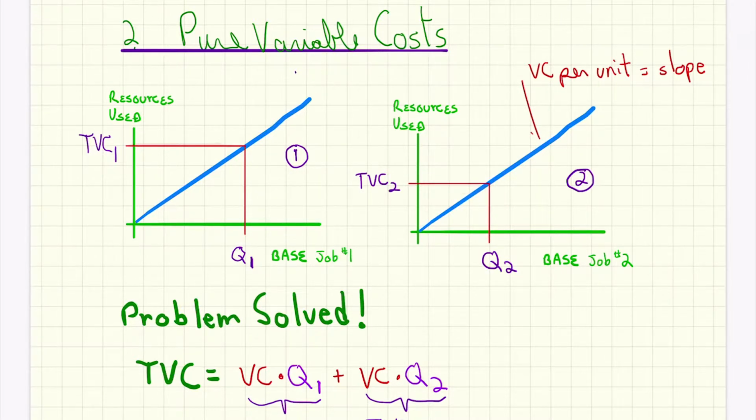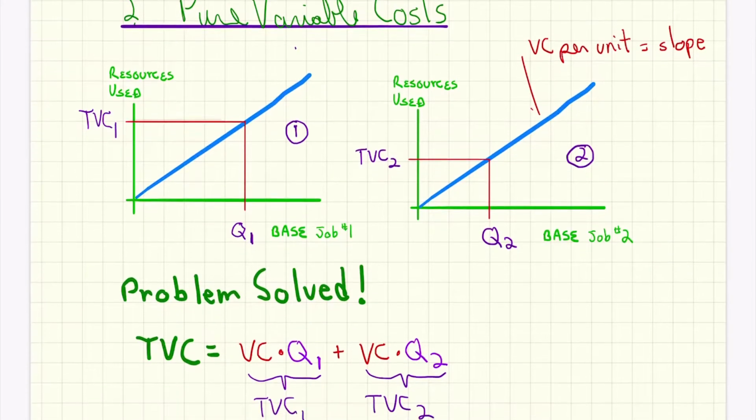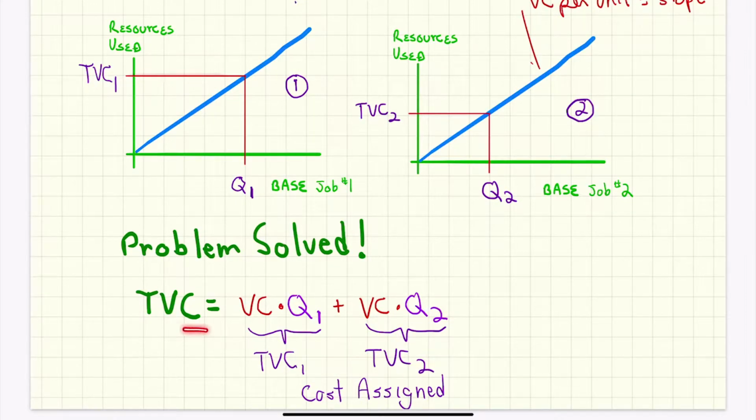As is typical for all pictures of this sort, the variable cost per unit is given by the slope of the line, and the total variable cost is given by where Q1 reflects off the line. So in this case, I would say the problem is solved, because the total amount of variable cost is going to be equal to the sum of the variable cost assigned to job 1 plus the variable cost assigned to job 2. And if all of the cost to be allocated were variable cost, then the problem is solved if we can just figure out what the right base is.